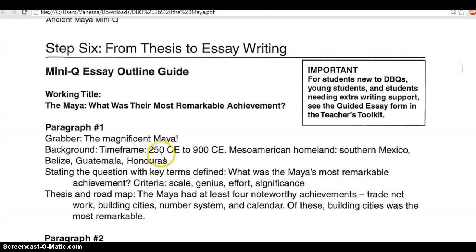Here's the background information down. You can copy this down now, 250 CE to 900 CE. Mesoamerica homeland is southern Mexico, Belize, Guatemala, and Honduras. Start really writing in sentences. This is a fill-in-the-blank type of guided essay. That's why some of these sentences aren't a complete sentence like when you write in a regular essay. So copy those down now.